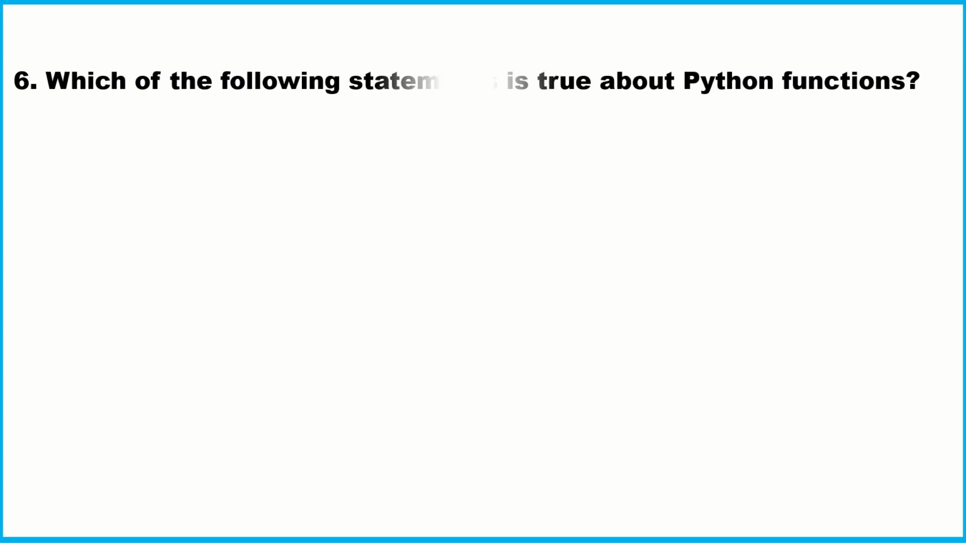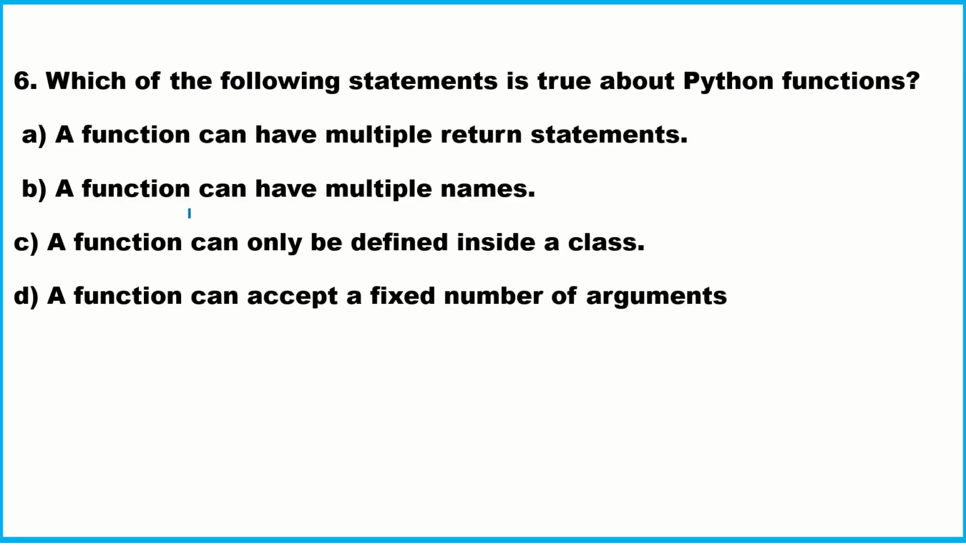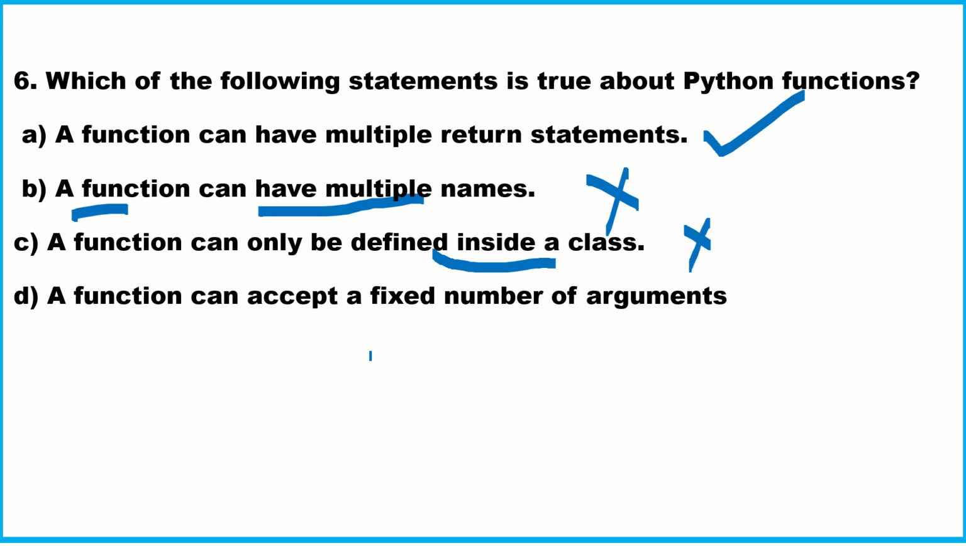Next one. Which of the following statements is true about Python function? A function can have multiple return statements. Okay, this is possible. A function can have multiple names? No, that is not possible. A function can only be accessed inside the class? No, this is also a wrong statement. A function can accept a fixed number of arguments? This is also a false statement. Defined inside a class? This is not possible. And a function can have multiple return statements. That is the correct statement.